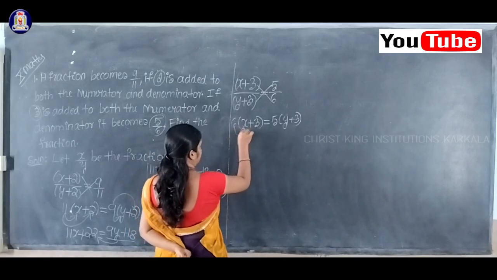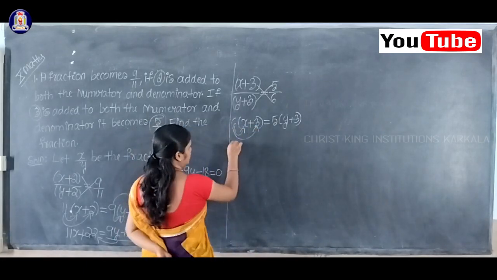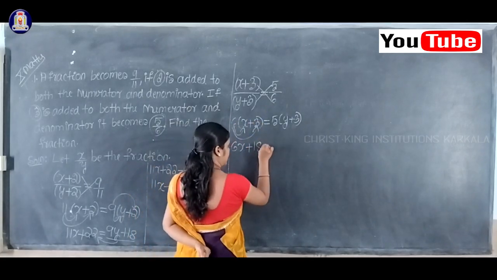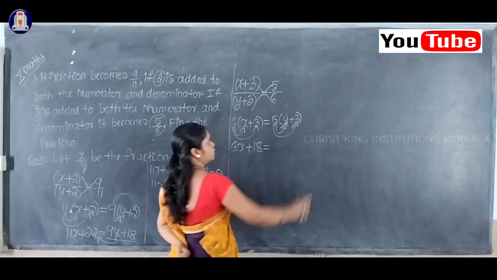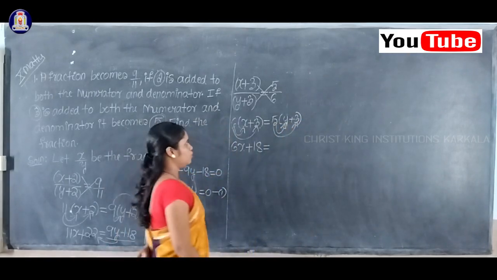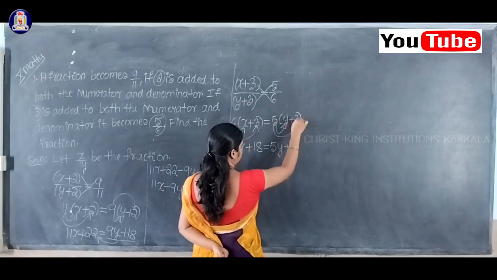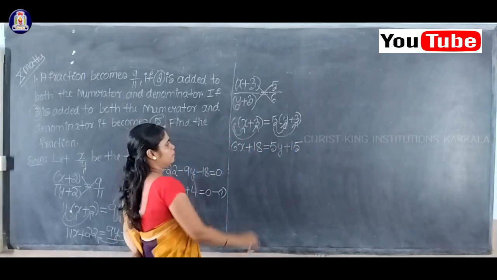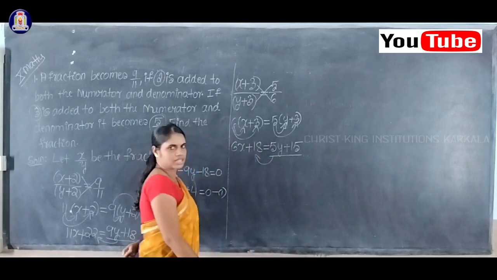So now multiply 6 into x and 6 into 3. 6 into x is 6x, and 6 threes are 18. I'll get that equal to 5 into y, and 5 into 3. 5 into y is 5y, plus 5 threes are 15. So now shift this right hand side term to the left hand side.